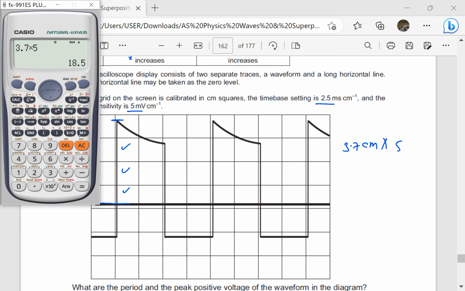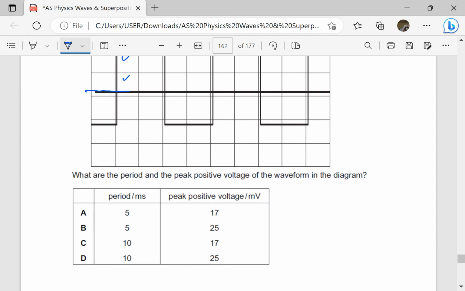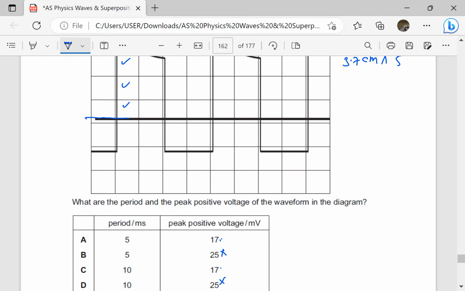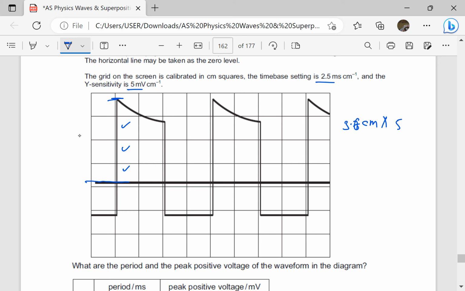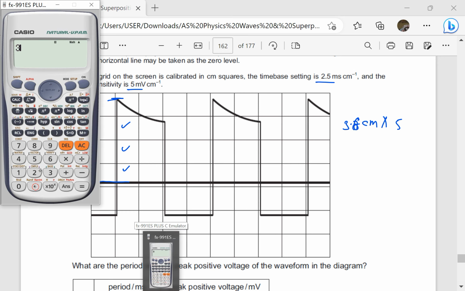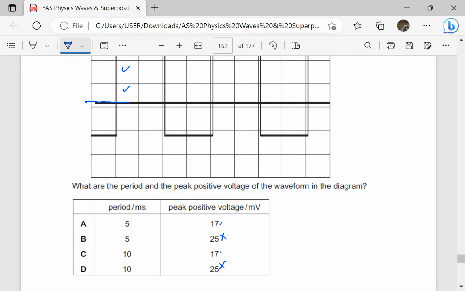18.5. And the value which is closer there, let's check in the table, is most likely 17. So we cancel out 25. The value which is close to 18.5 is most likely 17. Because I estimated this, I would have estimated this as 3.6. Let me check 3.6 times 5. That is 18. Okay, so I can't estimate it as 3.5. Honestly, 3.5 times 5 is 17.5. But anyway, since it is an estimate, we can first eliminate 25 because it is far bigger.